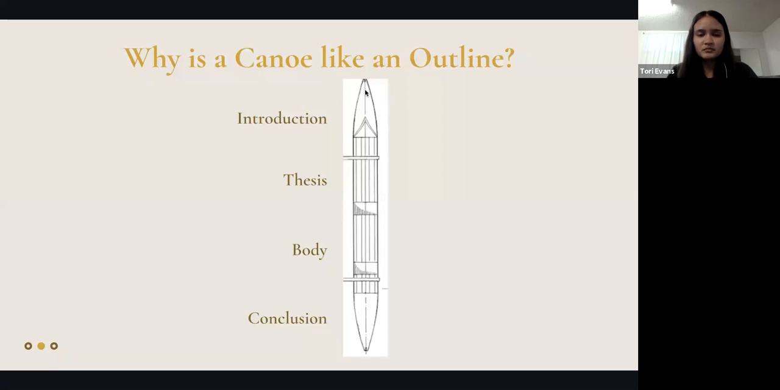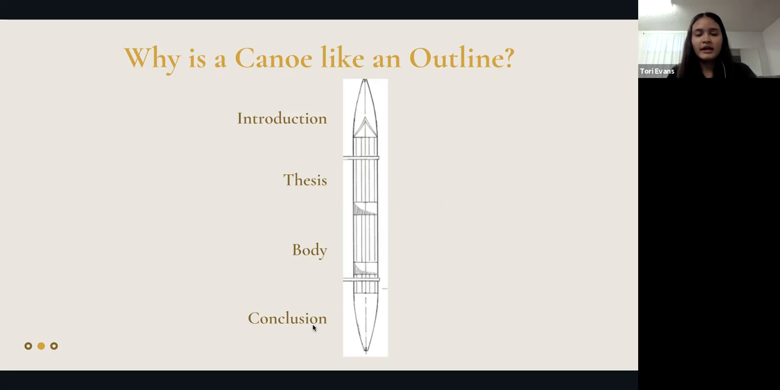And then as we move to the body of the canoe, this is a lot like our thesis and our body paragraphs because this is where the chunk of our information is. This is where all of our details, facts, and evidence are provided. So this is where we want to keep most of our essay and most of our information.